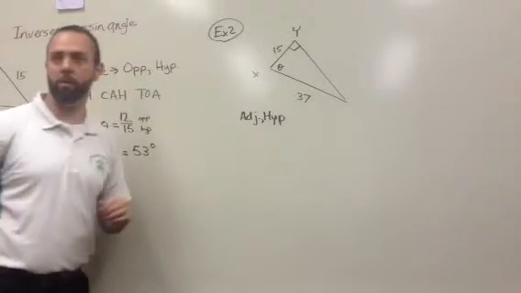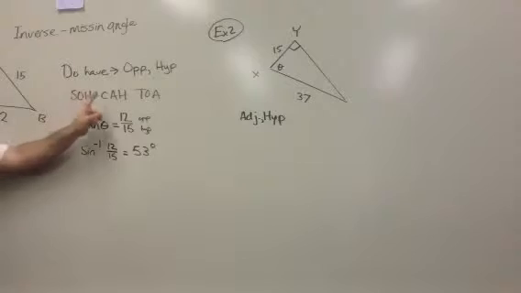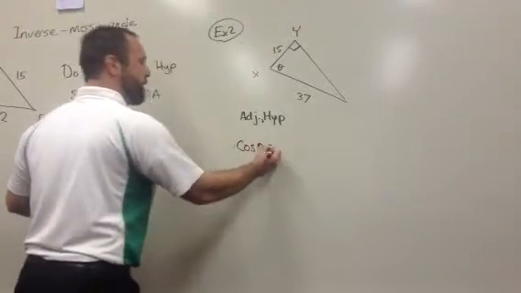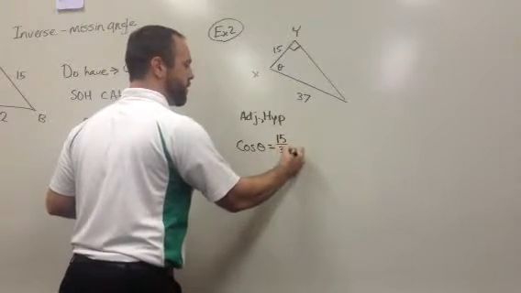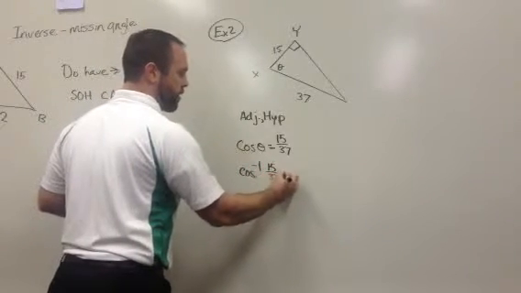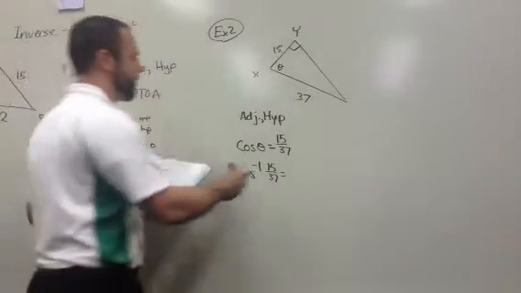Okay, so somebody raise a hand and tell me, how would we set this one up? You have the adjacent and hypotenuse. Which one of these do we choose? Summer? Which one of these has the adjacent and hypotenuse? The one in the middle. The one in the middle, the C, which stands for cosine. So we would set this up: cosine of the angle is equal to the adjacent over the hypotenuse, so 15 over 37. So then we're going to put cosine inverse of 15 over 37 in our calculators. And when we do that, we should get 66 degrees.